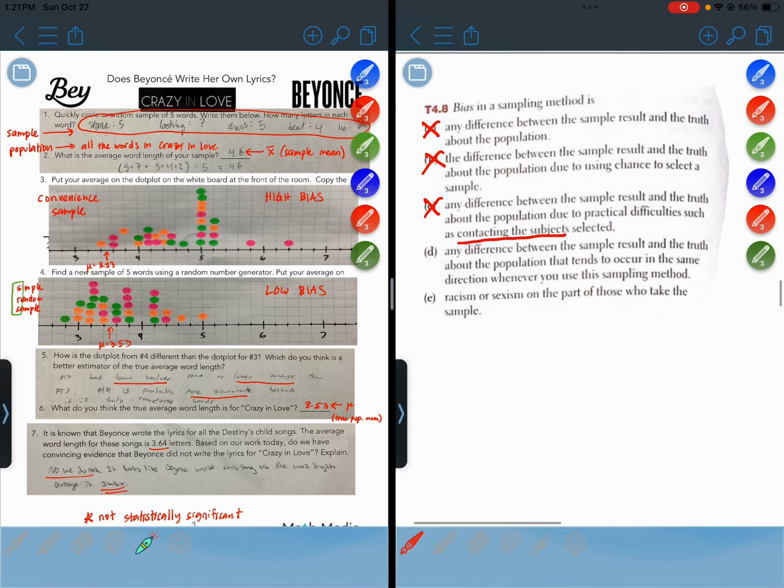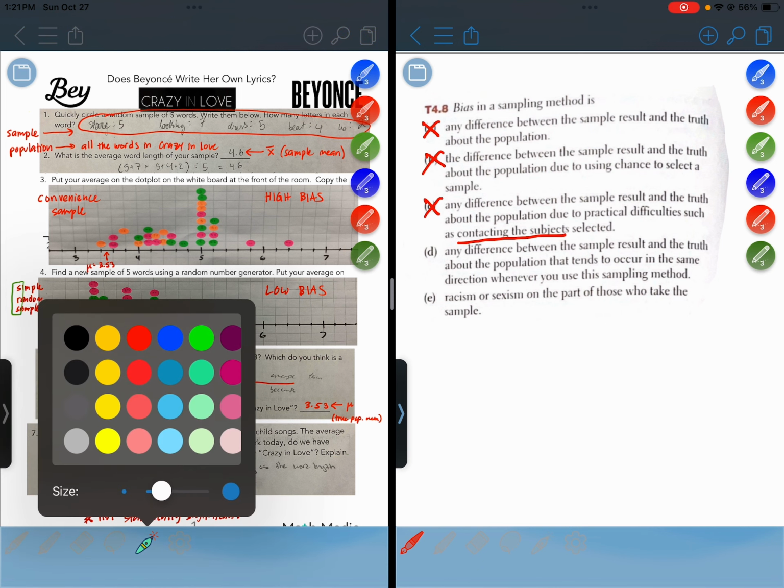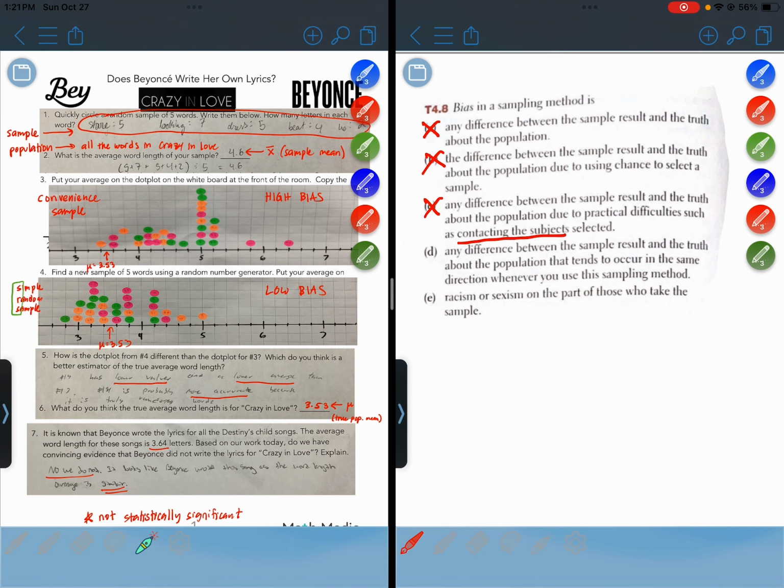Okay. Choice D. Any difference between the sample result and the truth about the population that tends to occur in the same direction whenever you use the sampling method. All right. So that choice there sounds a lot like what we have here, right? When we use that convenience method, right, we got results that tended to occur in one direction, being above, when compared to the truth.